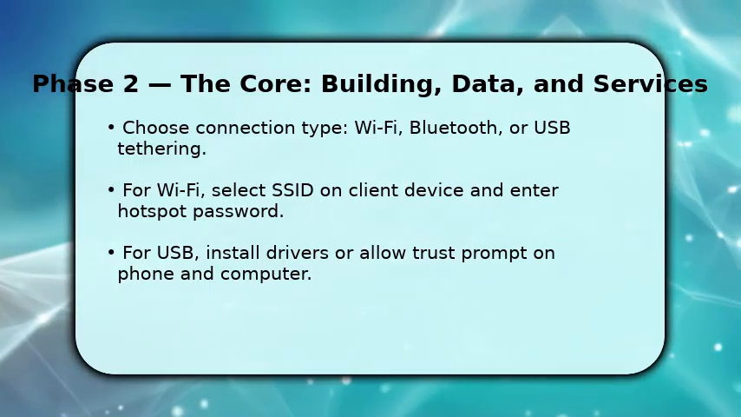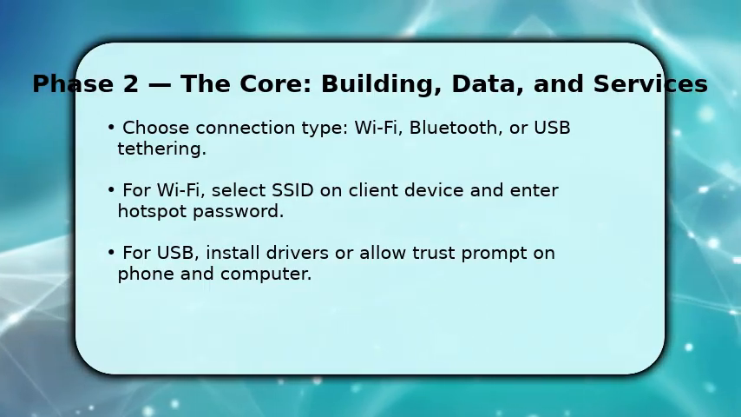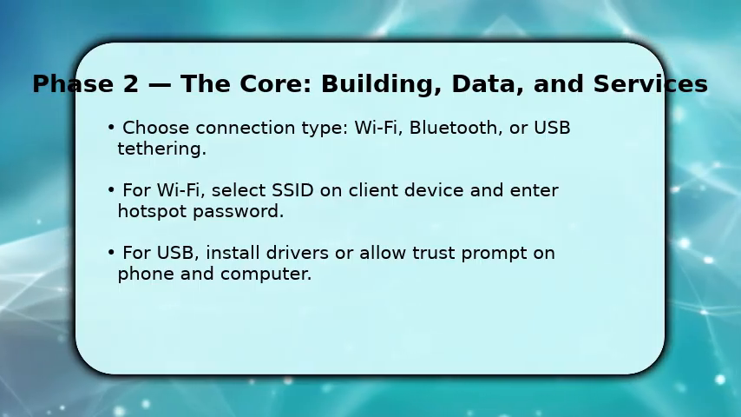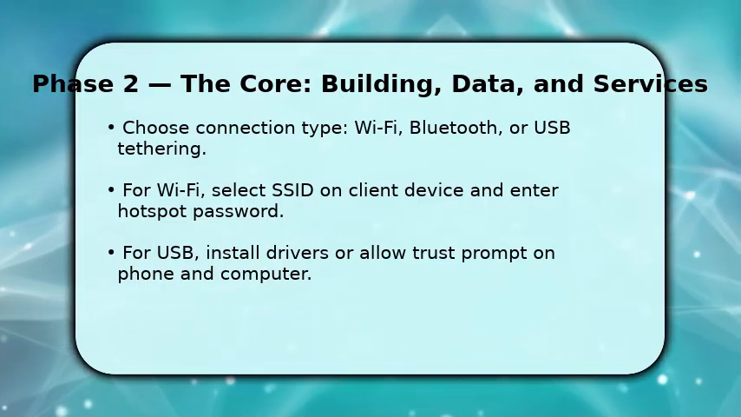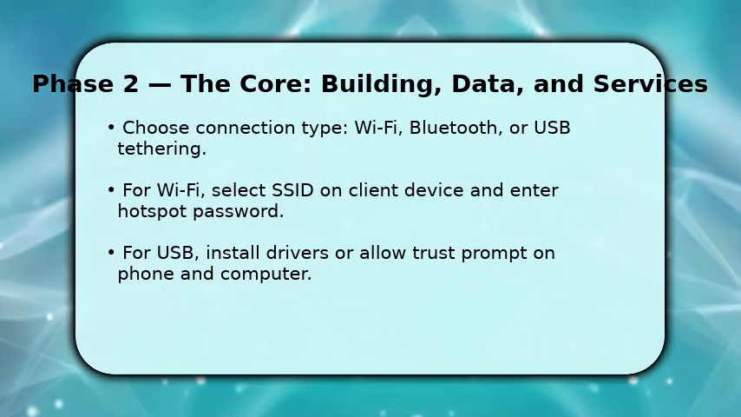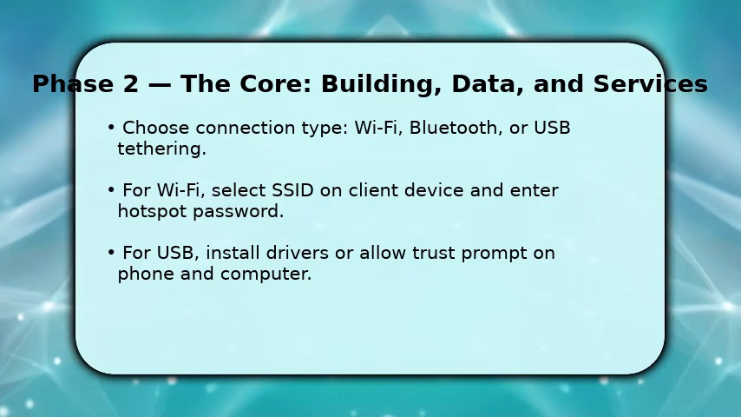If you prefer USB, connect the cable, accept any trust prompt on the phone, and install drivers if the computer asks. For Bluetooth, pair devices first, then enable network access profile so the internet routes properly.